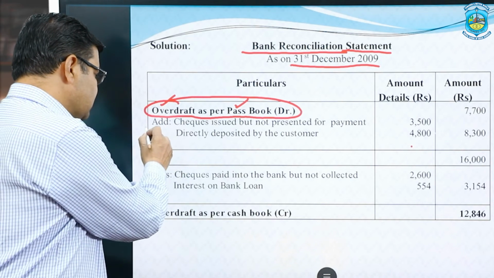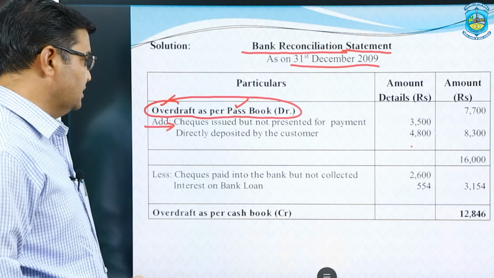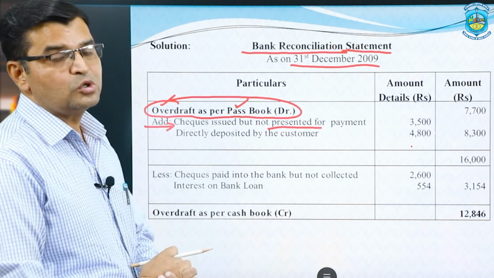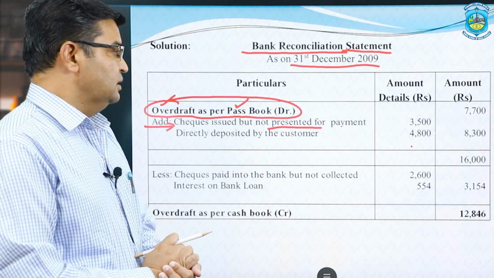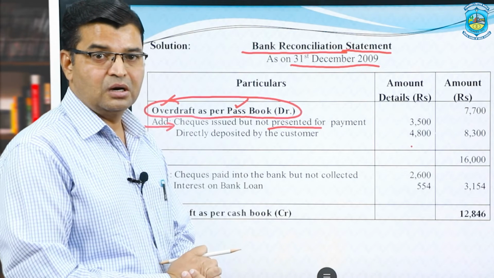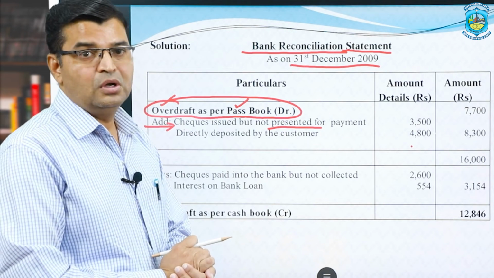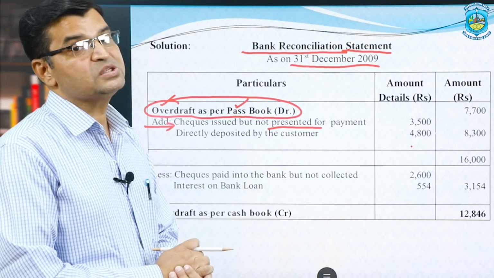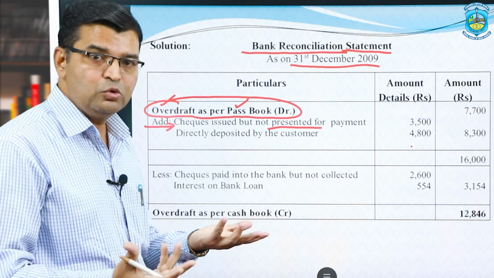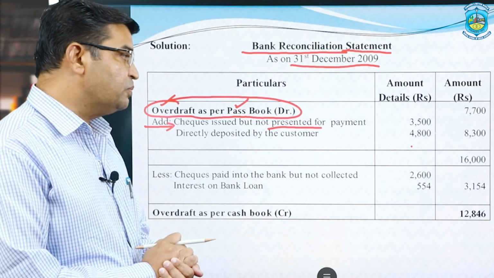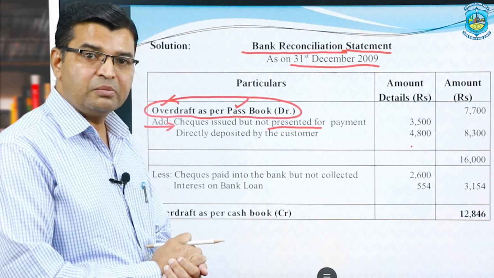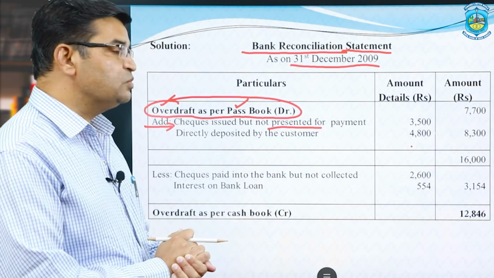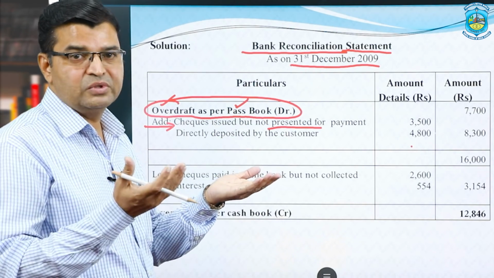Then some checks we are just going to add here, like checks issued but not presented for payment. We have issued some checks to our creditors. They have not presented these checks in our account. So immediately after issuing these checks to our creditors, we must have already reduced our cash book proportionately, but our passbook has not been reduced by the bank because these checks have not been presented so far. So ultimately our passbook is being increased in comparison with our cash book.